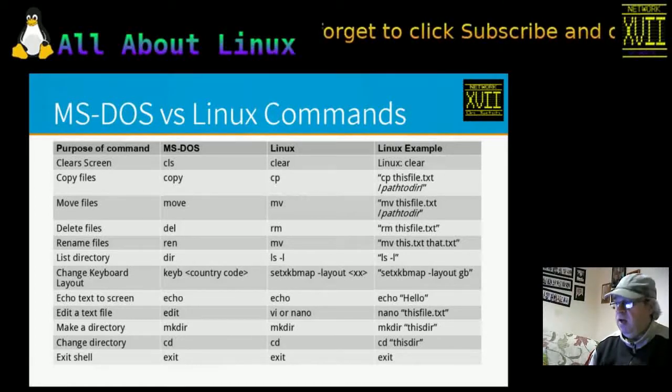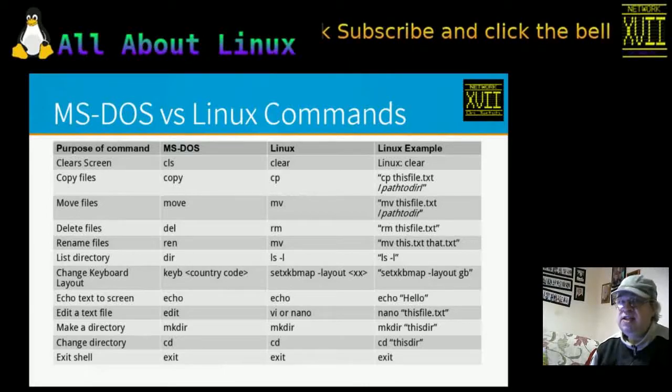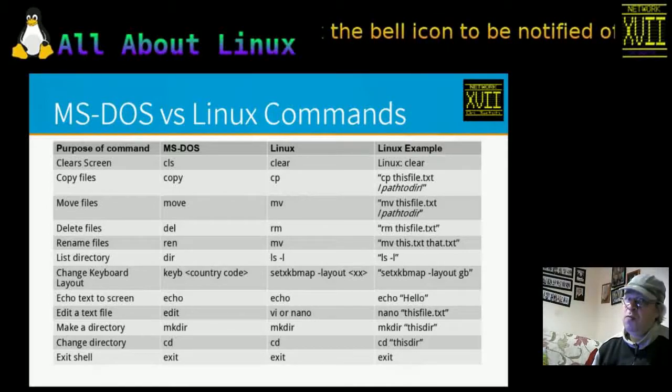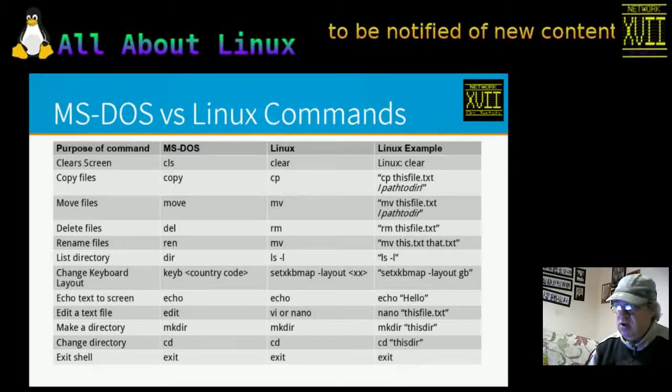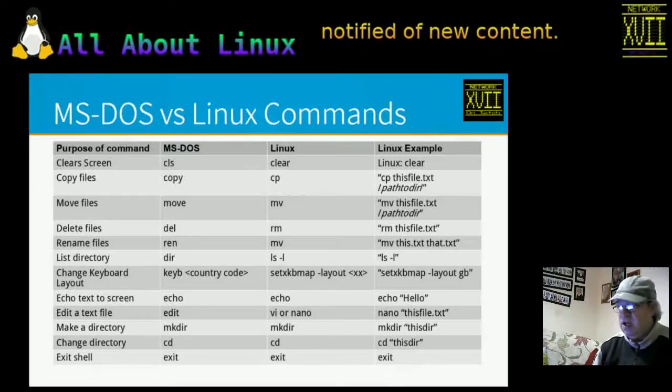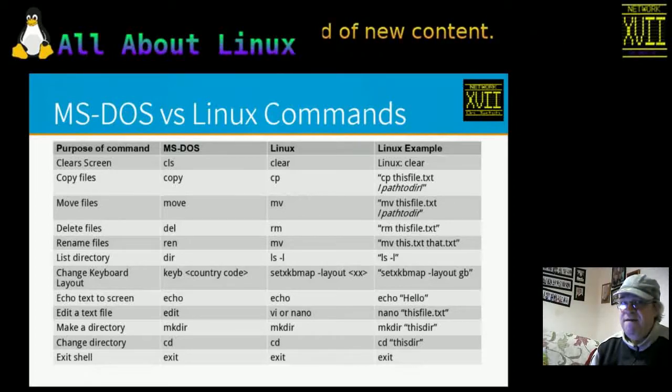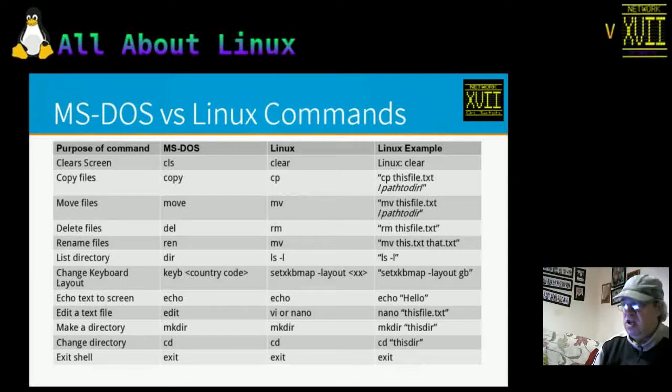To copy files, you need to issue the command copy in MS-DOS, but on Linux use the command cp. I've given it a little example there. You can also copy into the same folder and give it a different name, if you want to copy it as a different name. To move files in MS-DOS, use the command move, but in Linux you use the command mv. An example there: mv this file.txt / and then the path to the directory. Please note that MS-DOS uses drive letters, Linux uses folder names. You'll see that more when I do the examples.